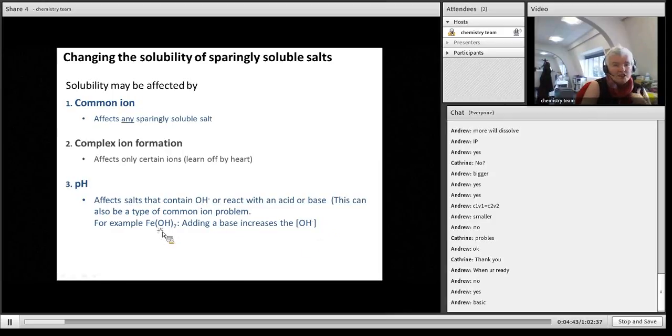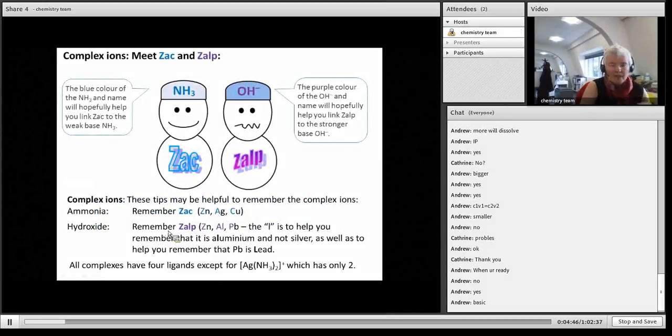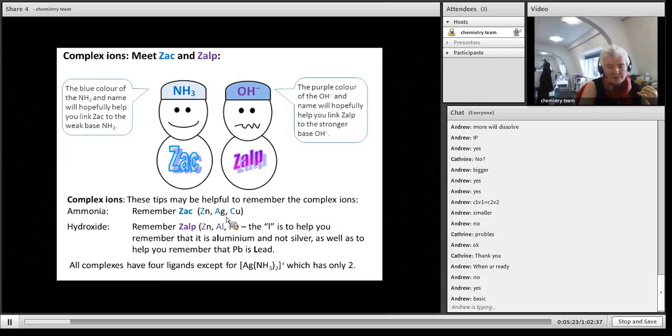Right. Now, let's go to the complex ions, because these are the ones you must learn off by heart. And as I said last time, remember Zec and Zelp. So Zec is zinc, silver and copper: zinc, silver, copper. I've coloured them blue because of ammonia, and ammonia has roughly a pH of 10, depending on the concentration, of course. So these are the ions or the metals that form complex ions with ammonia. And by forming complex ions, they may become soluble.